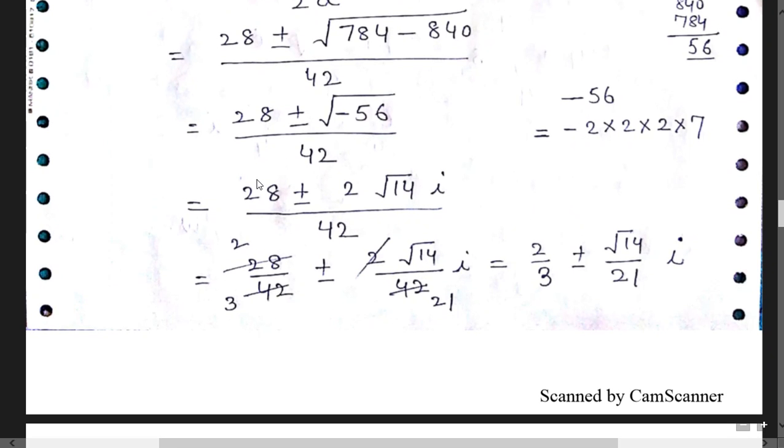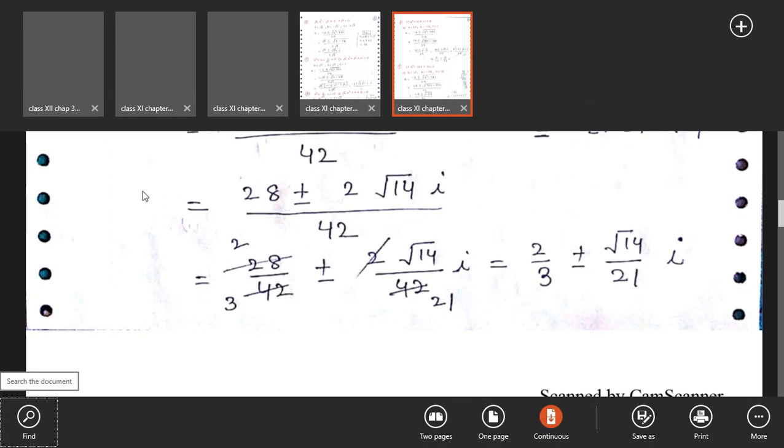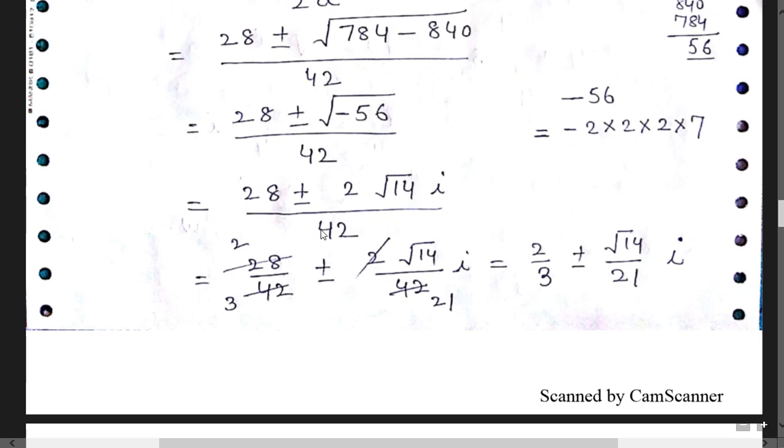Then split the terms. 28 divided by 42. It can be 14 into 2, 28, 14 into 3, 42, and 2 into 21, it's 42. It means you can write the answer 2 over 3 plus minus square root 14 divided by 21 into i.